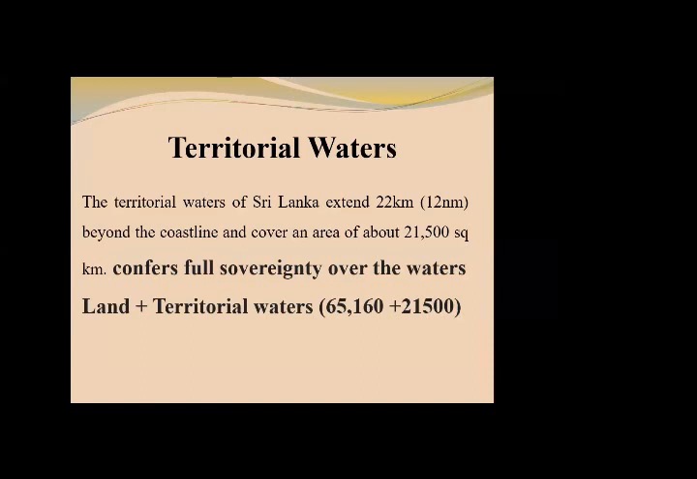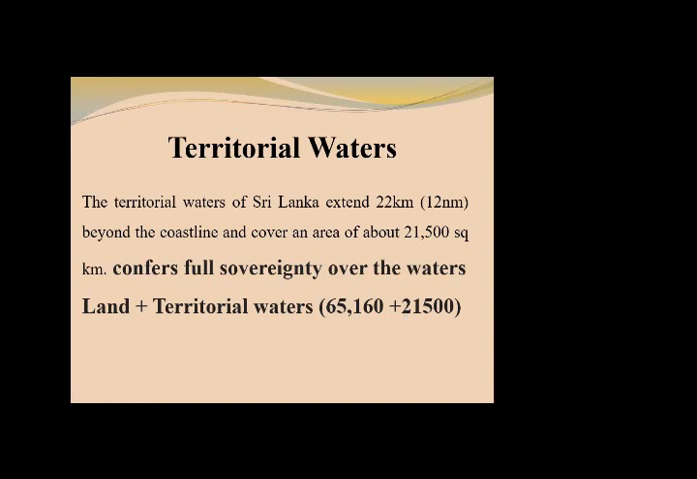Now, as I said, the territorial waters, which is around 22 kilometers or 12 nautical miles beyond the coastline, cover about 21,500 square kilometers, which is almost 1/3 of our land mass. So it covers full sovereignty over the waters. If you put the land and territorial water together, suddenly we have become 65,000 square kilometers, which is our land mass, and suddenly we have got another 1/3 extra. And suddenly all of that belongs to us.